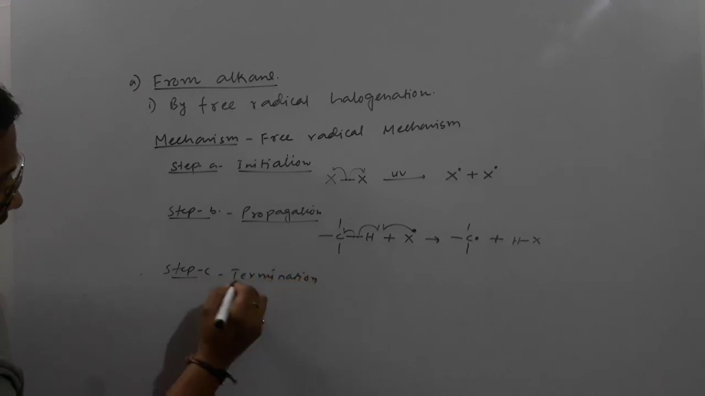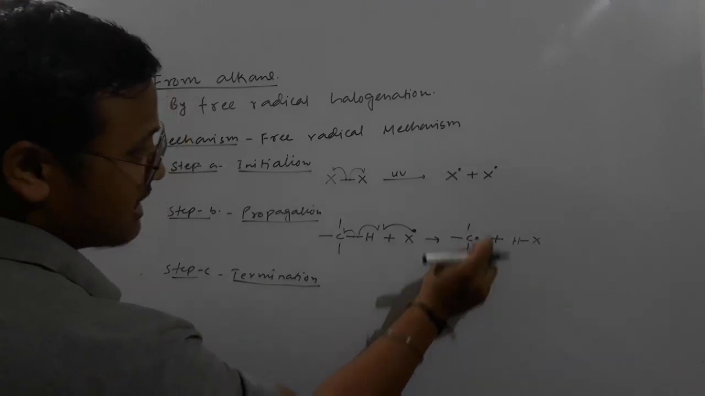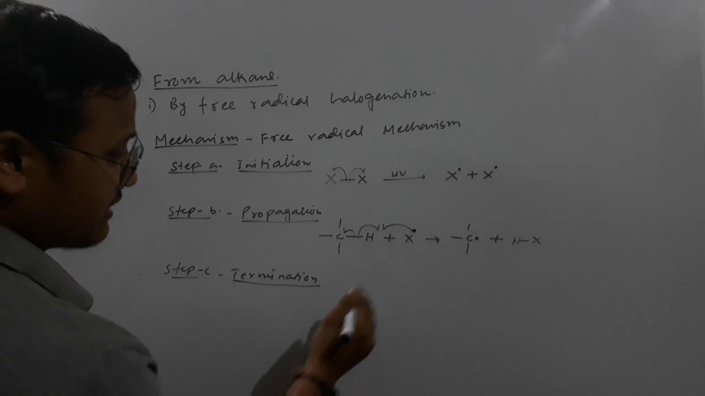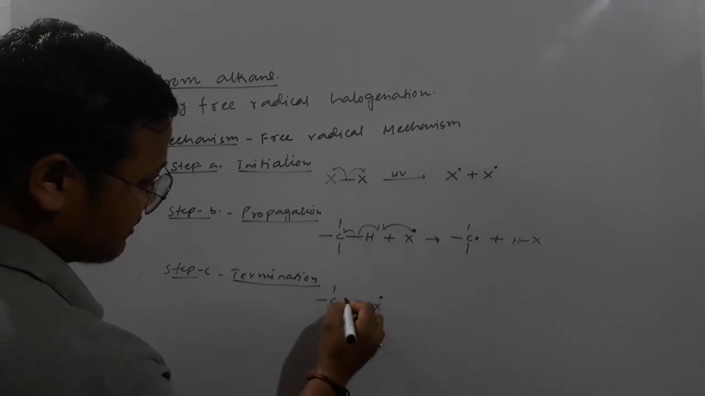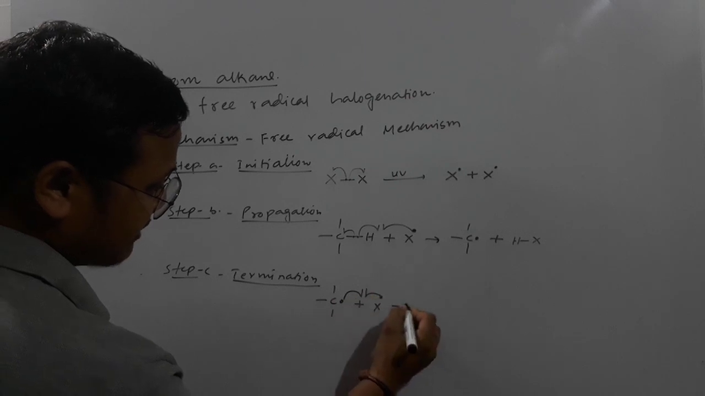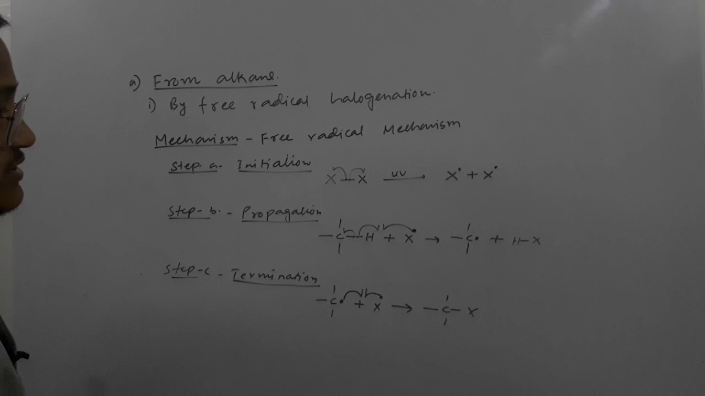And in step 3, we are talking about termination, the ending step. In termination, this carbon free radical will react with another halogen free radical. Once they combine, they will give us haloalkane. So this is the mechanism of this particular reaction.